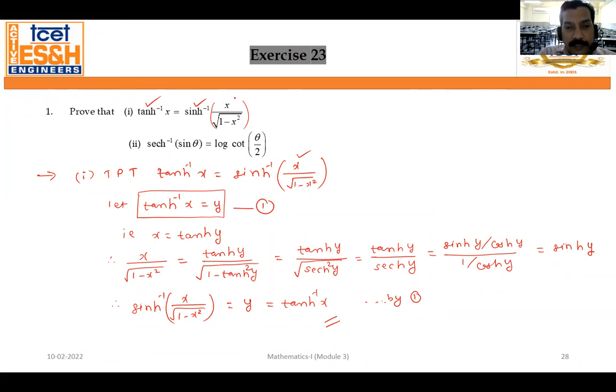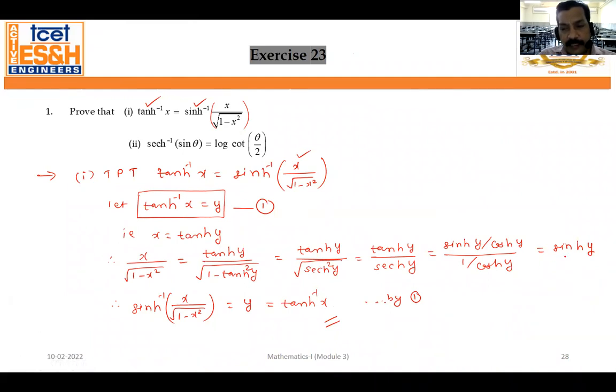And then what is the expression of x present on the right hand side? X divided by root of 1 minus x square. What is it? It is tan hyperbolic y divided by root of 1 minus tan hyperbolic square of y. That is tan hyperbolic y divided by, 1 minus tan hyperbolic square is sec hyperbolic square, so we get tan hyperbolic y upon sec hyperbolic y. It means sin hyperbolic y upon cos hyperbolic y divided by 1 upon cos hyperbolic y. So cos hyperbolic y cancel, we will get sin hyperbolic of y. So x upon root of 1 minus x square is sin hyperbolic of y.